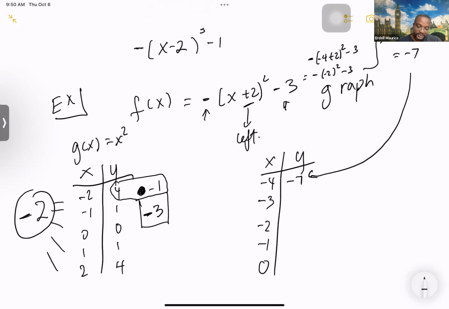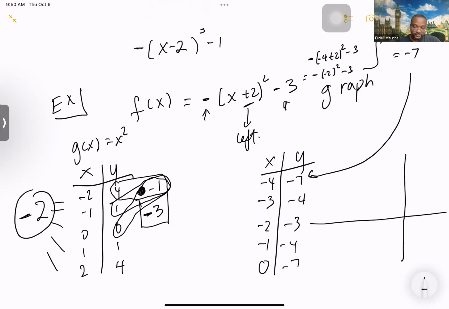But the point is, you complete the table. 1 times -1 is -1. Minus 3 is -4. 0 times -1 is 0. That's going to be -3. And then you just plot those, and that will give you the graph of the function, right? Or you just look for the graph that has those points in there. So -4, -7, -3, -4, -2, -3. And then you get your upside down parabola.